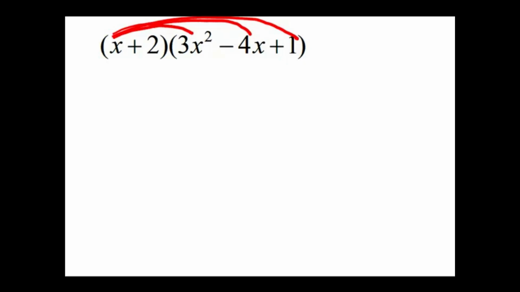So first let's distribute the x. We have x times 3x squared will give us 3x cubed. X times negative 4x will give us negative 4x squared. X times 1 will give us plus 1x. And then we'll switch.